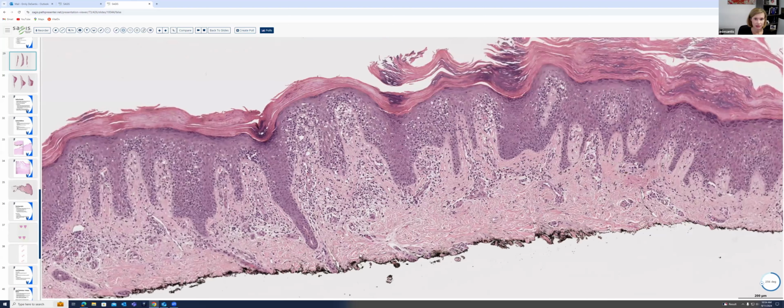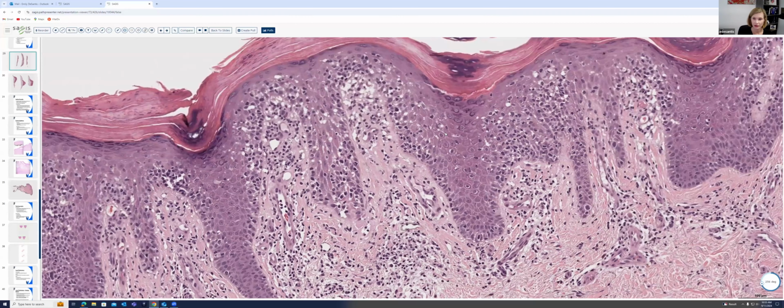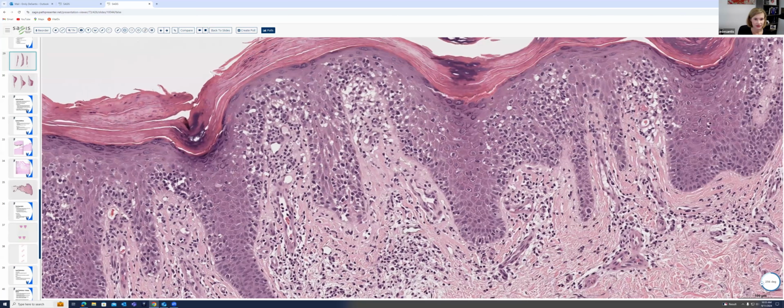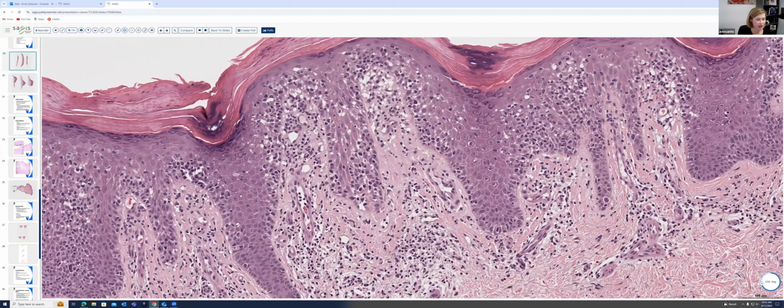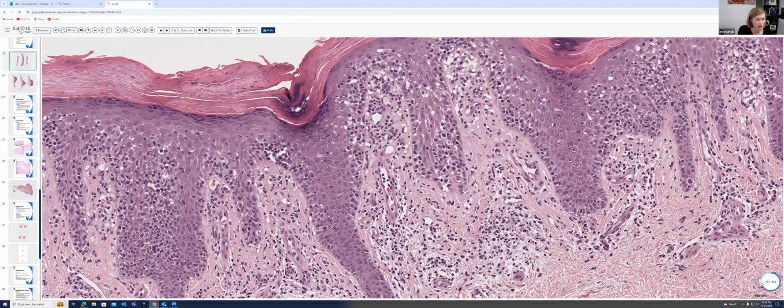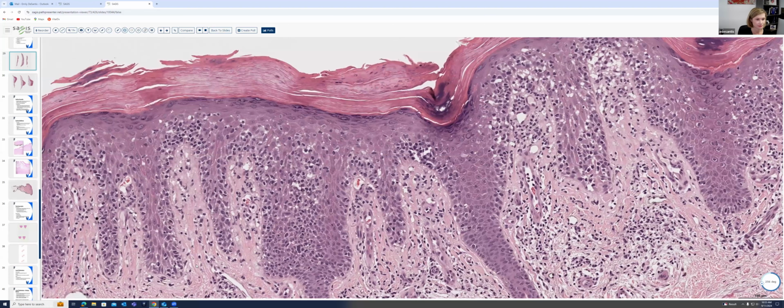And in this case, we actually see that the epidermis is filled with these large mononuclear cells. Nuclei are in many cases larger than the keratinocyte nuclei. The nuclei are very dark or hyperchromatic and irregular, and many also have perinuclear halos. So this is actually a case of a psoriasiform pattern of mycosis fungoides.